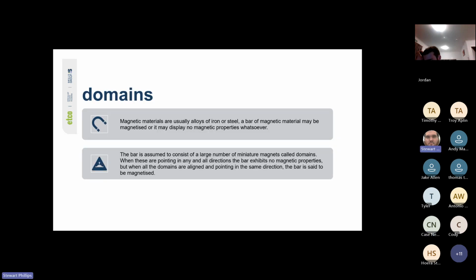Magnetic materials are usually alloys of iron or steel. A bar of magnetic material may be magnetized or it may display no magnetic properties whatsoever. The bar is assumed to consist of a large number of miniature magnets, domains like we were talking about. When they are pointing in any and all directions, it exhibits no magnetic properties, so it has not been magnetized yet. When they all line up, it is said to be magnetized.